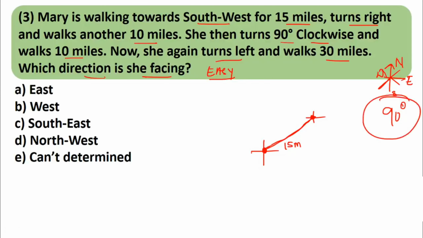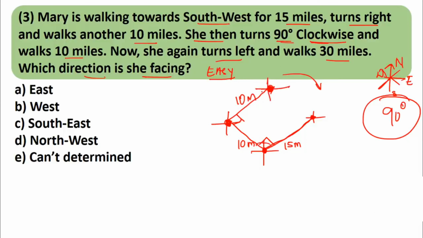So Mary turns right. So this is 45, correct? This will be 45. So turning 90 degrees, turning right and walks for 10 miles. So Mary has reached over here after walking 10 miles. Again draw the plus sign. Now she again turns left and walks for 30. No, first they have given she then turns 90 degrees clockwise. Clockwise is like this, correct? So she will turn 90 degrees clockwise and walks 10 miles. So again she walks 10 miles and she reaches this point. Again plus sign. Now she again turns left.